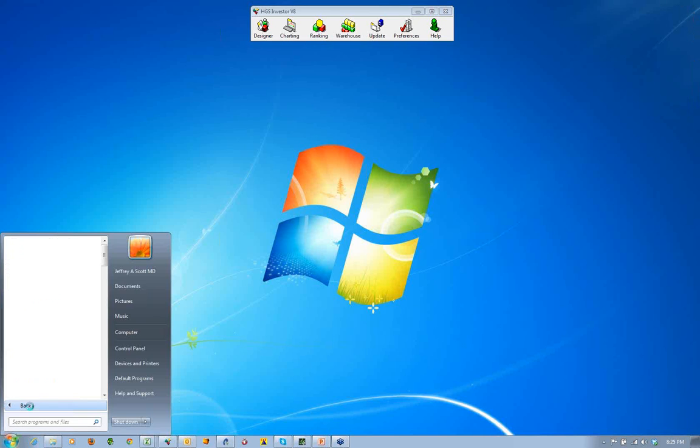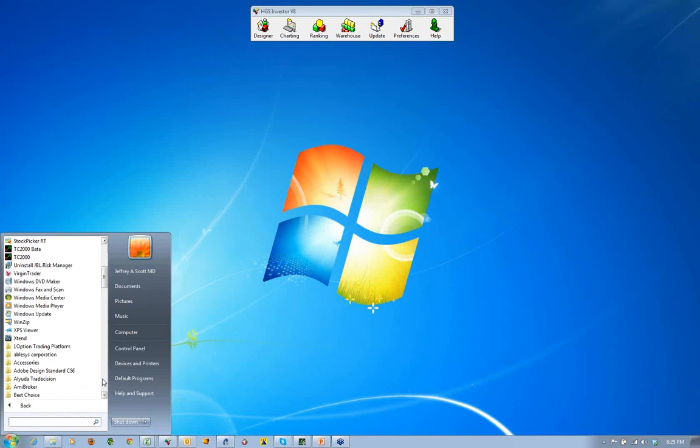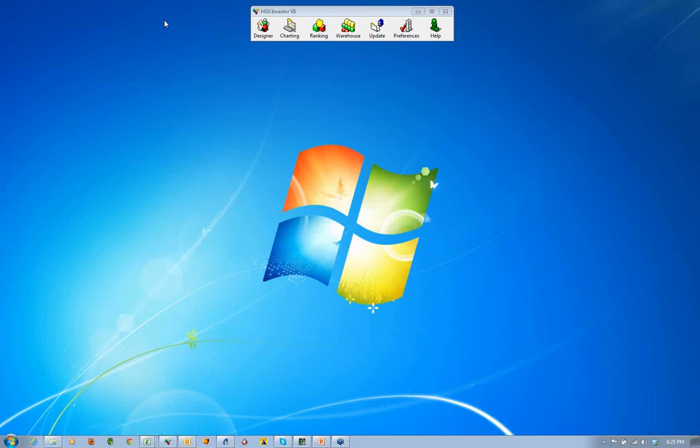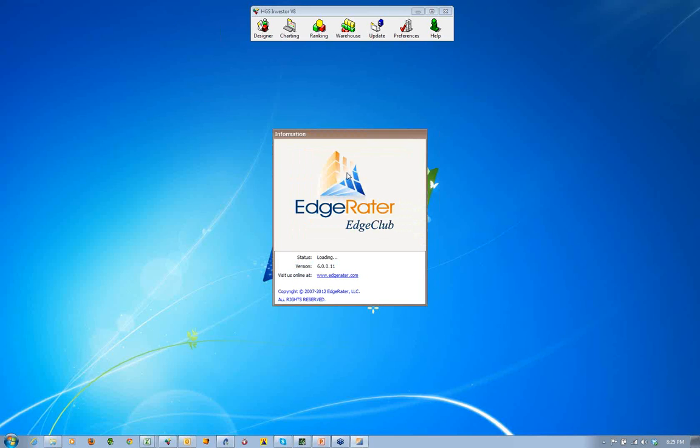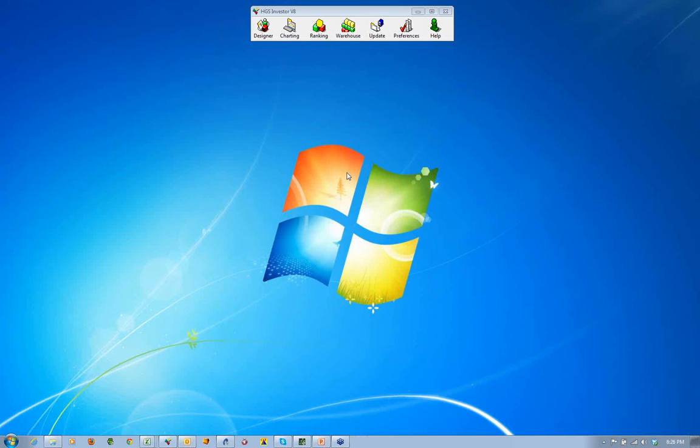I want to open up EdgeRater because I'm going to look at it in a second. So I'm going to actually start it. For those that have not bought EdgeRater yet, I'm going to probably be more detailed with it next week. They just did some major upgrades, including the in-the-market updating, which they hadn't had before, at least in this product. And I think that's a huge new tool.